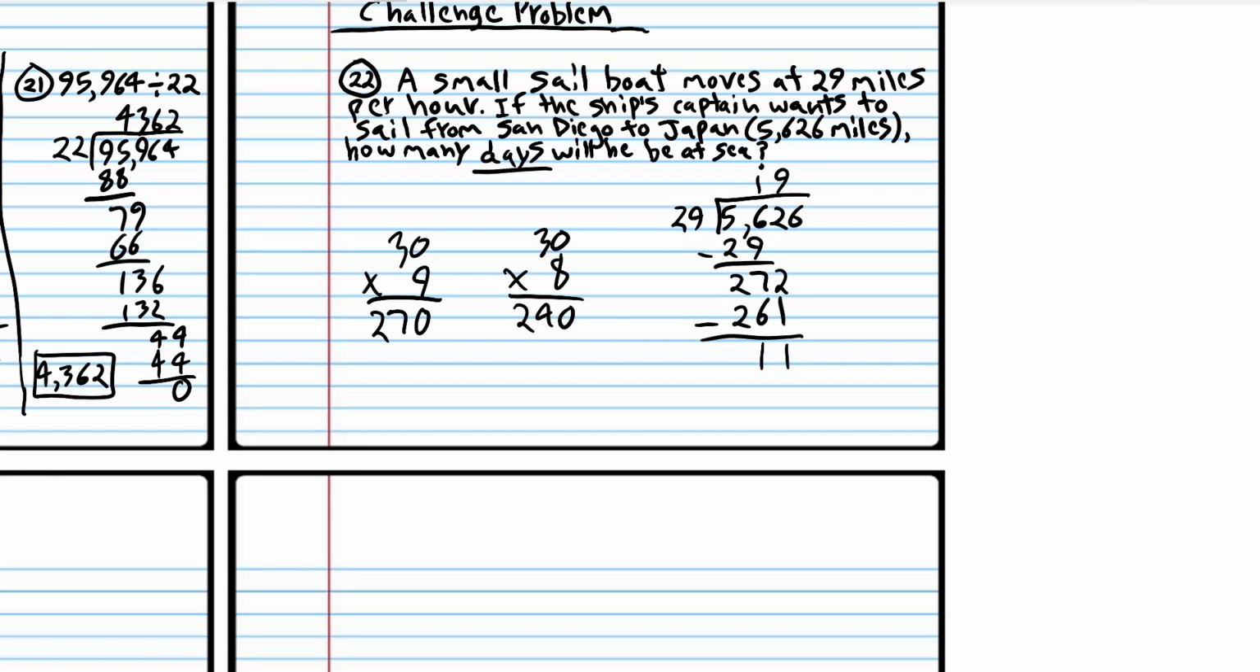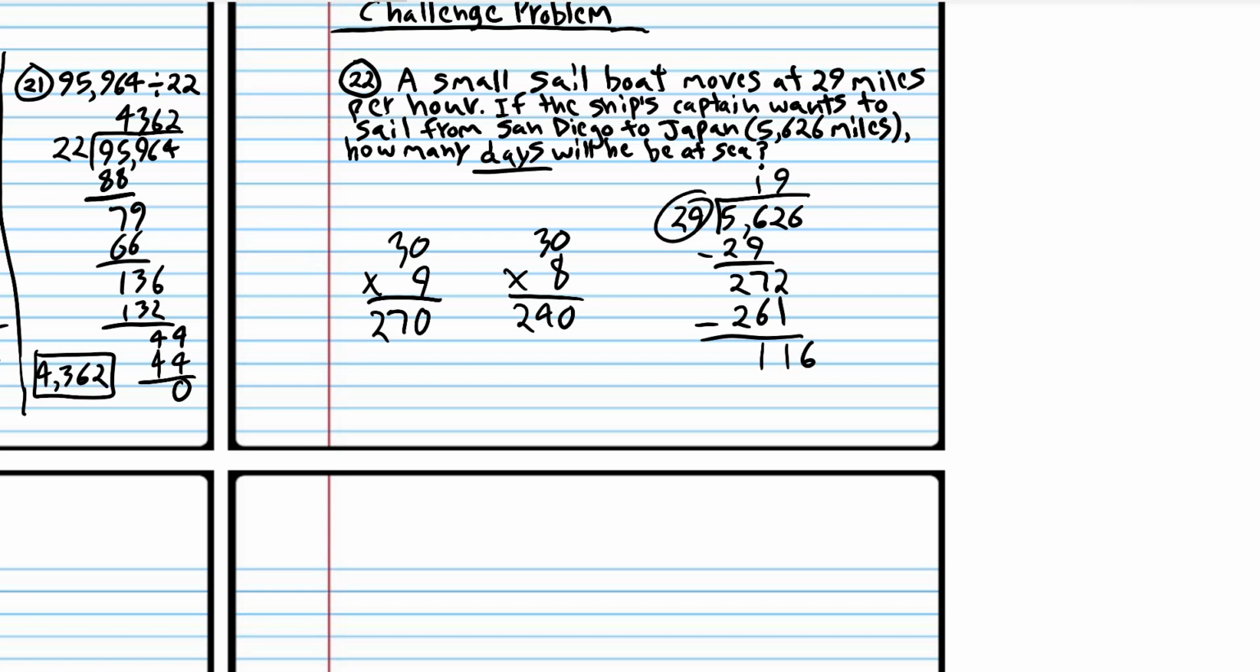And we know we did it correctly because the 11 is smaller than the 29, right? It can't be the same size and it can't be bigger. Bring down the last number there. And now we've got 116. How many times does 29 go into 116?